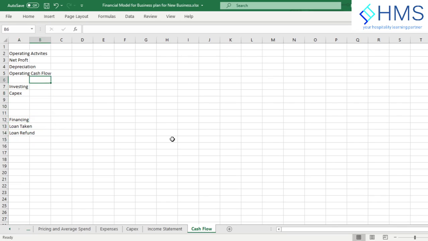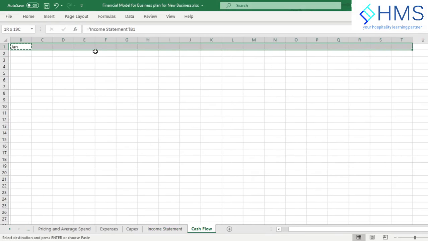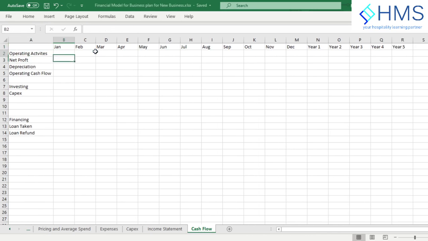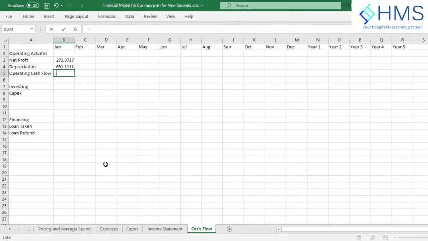So let's fill this up because we have things ready. We can just make it quick. This is going to be the year 5 done. So investment activities, net profit is linked here, so we can link it up. Depreciation, we can link it up. So the total operating cash flow will be this plus this.